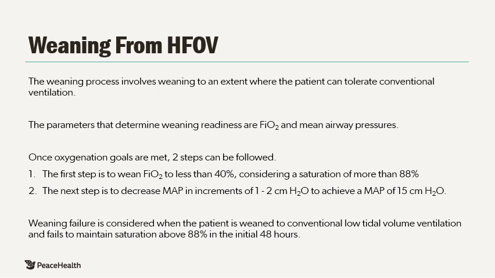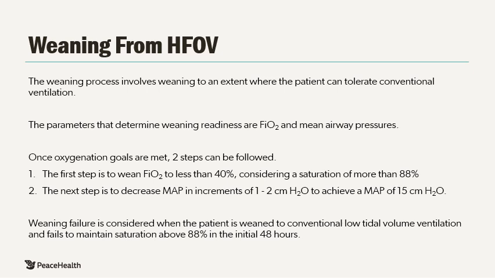Once oxygenation goals are met, 2 steps can be followed. The first step is to wean FiO2 to less than 40%, considering a saturation of more than 88%. And the next step is to decrease MAP in increments of 1 to 2 centimeters of water to achieve a mean airway pressure of around 15 centimeters of water.